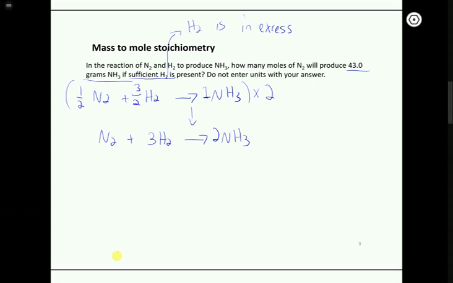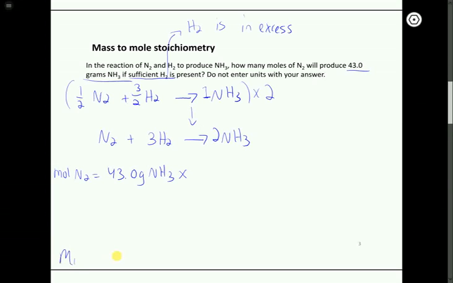So we're looking for moles of N2, that's what we're trying to find. And our given amount is 43 grams of NH3, which we're interested in forming. Alright, so the first thing we have to do in a stoichiometry problem is convert into moles. Before we're in moles, we can't really do anything else. So here we're given a mass, so we have to use the molar mass to convert into moles.